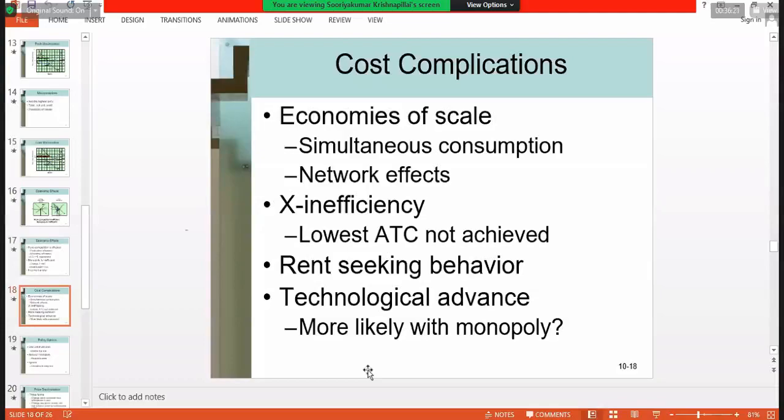There is a single producer. So they are now the new industry, like the IT industry, so those are our wireless communication industry. They get this benefit of economies of scale.